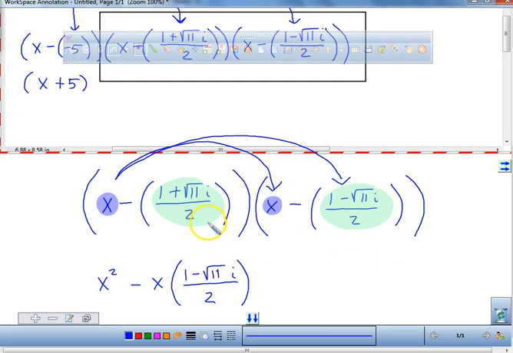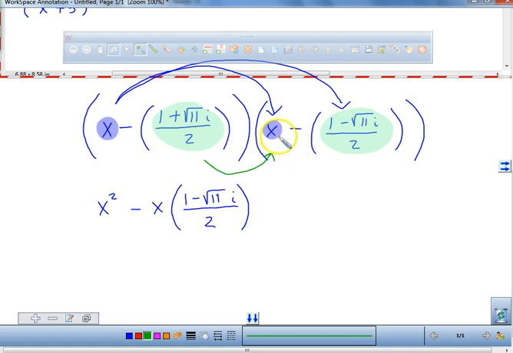Now we have to multiply the inside, right? We've done the first, we've done the outside, now we're going to do the inside. And once again, what do you have? It's going to be a negative, so it's going to be a minus x, except this time, what's going to be inside my parentheses? It's not going to be a 1 minus, it's going to be a 1 plus. I'll put 1 plus radical 11 i over 2.